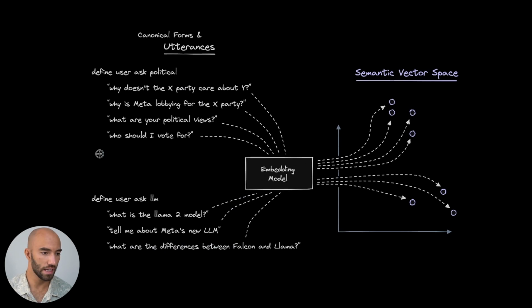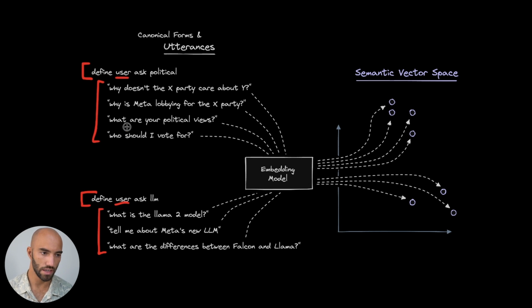Now, let's talk a little bit about how that Golang file was able to identify that this message that we created here should be blocked and that it belonged to that user ask politics rail, despite us not specifying this exact question. So the way that this works is that we have our canonical forms and utterances. Just note that here, this is the canonical form, and these are the utterances, okay? And all of these are coming from the user, right?